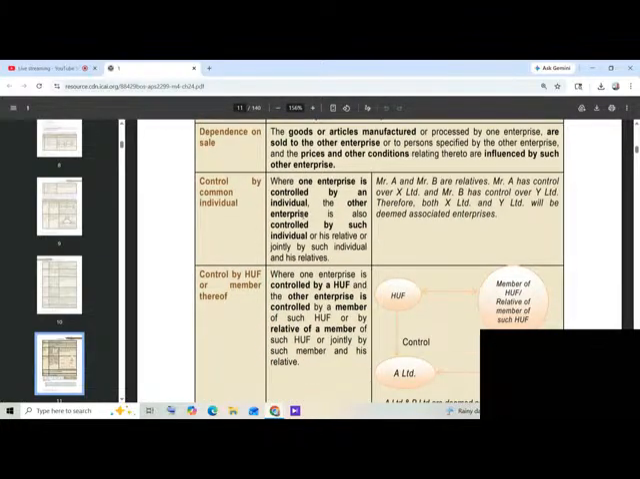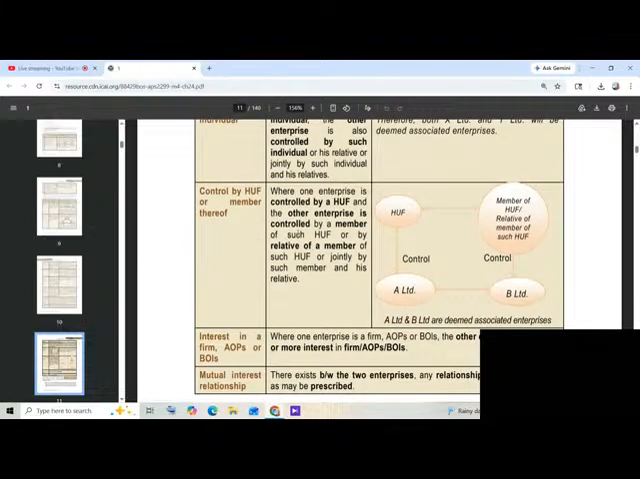Dependence on sale. The goods or articles manufactured or processed by one enterprise are sold to the other enterprise or to persons specified by the other enterprise, and the prices and other conditions relating thereto are influenced by such other enterprise. Controlled by common individual: where one enterprise is controlled by an individual, the other enterprise is also controlled by such individual or his relative, or jointly by such individual and his relatives. Mr. A and B are relatives. Mr. A has control over X. Mr. B has control over Y, therefore both X and Y will be deemed AEs.